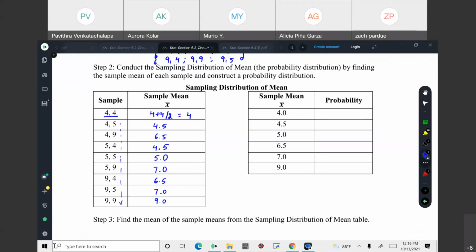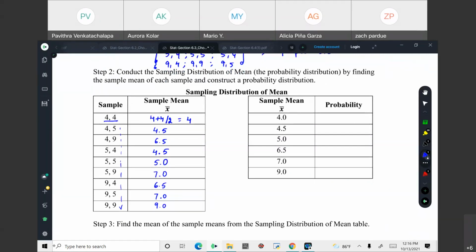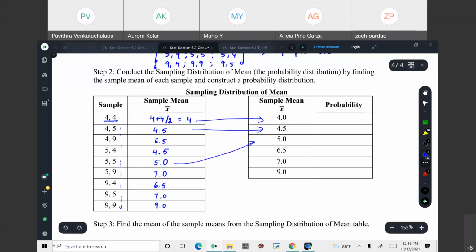Next, in this sample mean which you have calculated, I want you to pick the numbers and arrange them in another column. You have to pick in such a way that it should not repeat. So I have picked 4 here, and 4 is not repeated. 4.5, you just have to write it once. Then 5, 6.5, 7, and then 9.